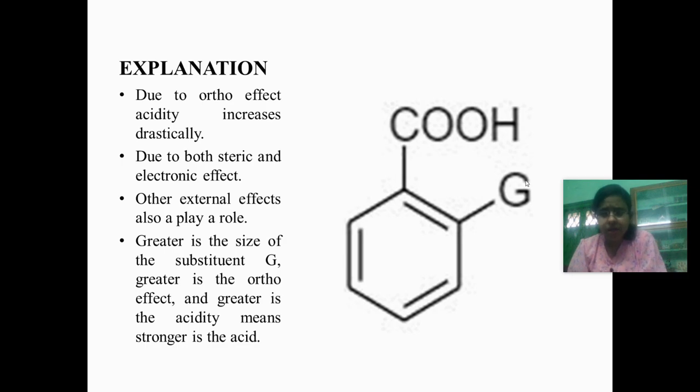Now, definitely everything happens for a reason. So what is the reason here? Here the reason will be both steric and electronic. We will come to that. Some other factors also play a role, but there is a minimal effect. For now, we can think about only the steric and electronic effect. Next, another effect, which I said is a small effect, is the size of the substituent. Higher the size of the substituent G, higher will be the acidity.